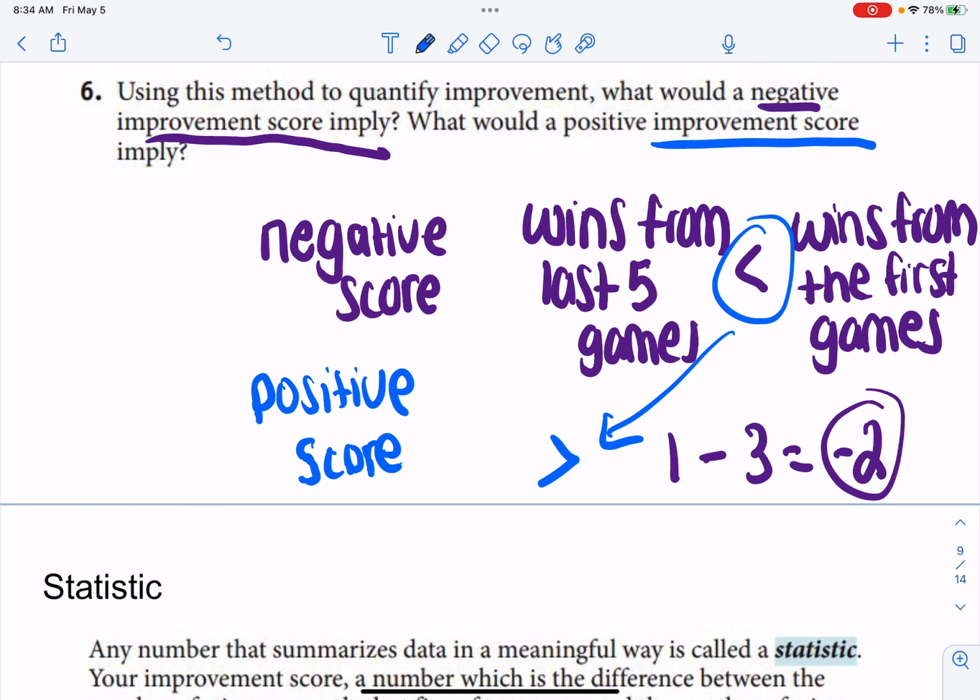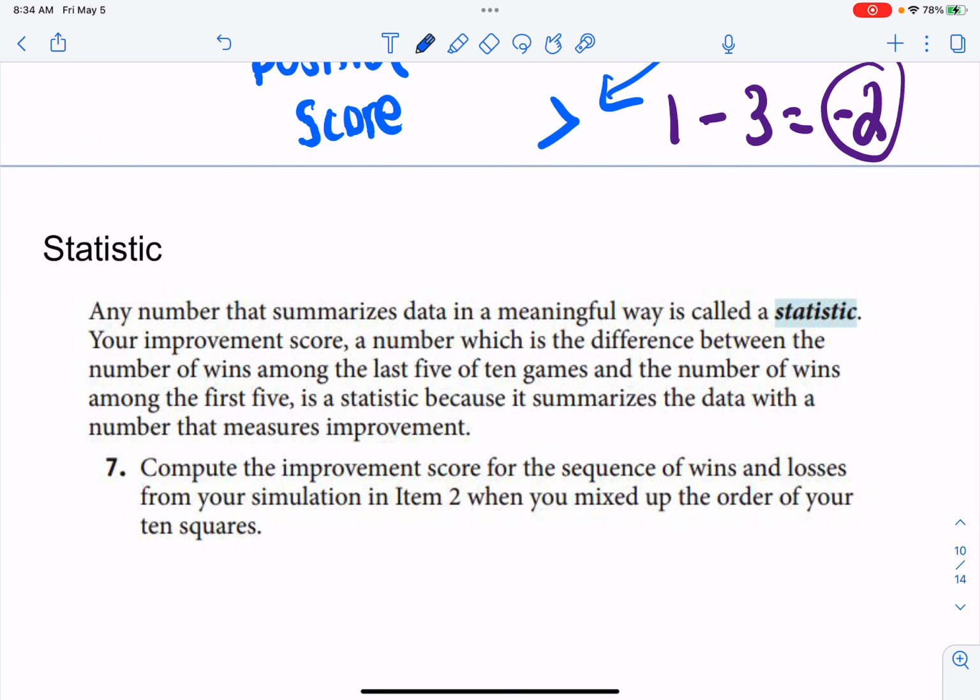So what do we call that number that we computed? Well, if we're talking about statistics, any number that summarizes the data in a meaningful way, and meaningful is used very vaguely, like what is meaningful, we call that what's known as a statistic. So your improvement score, which is the difference between the number of wins amongst the last 5 games of 10 and the number of wins amongst the first 5, is a statistic because it summarizes the data with a number that can measure improvement. So the statistic and the improvement score are equal.